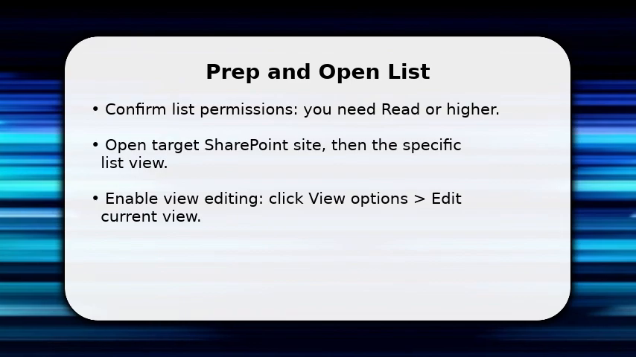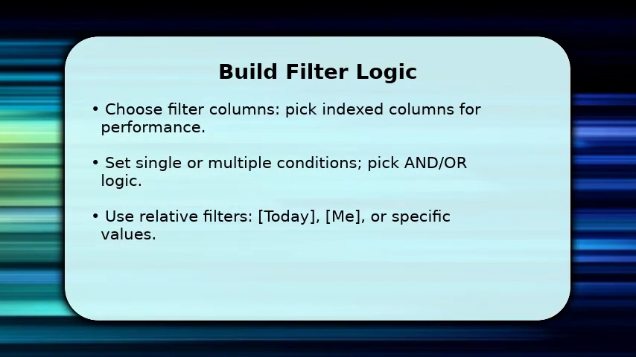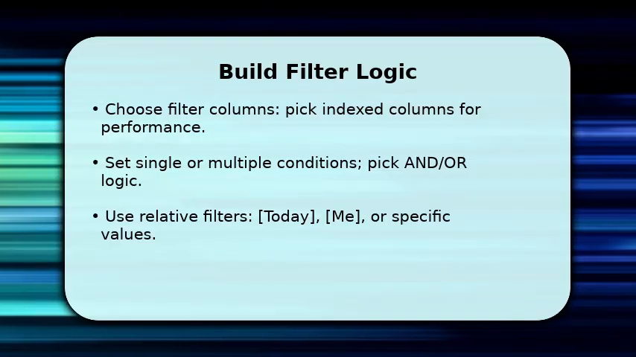Now you construct the actual filter logic. Select columns that are indexed first to avoid throttling. Indexed fields make queries faster. Then add conditions. You can chain multiple rules and switch between and, or to refine results.